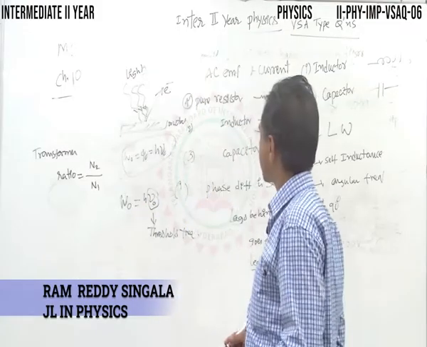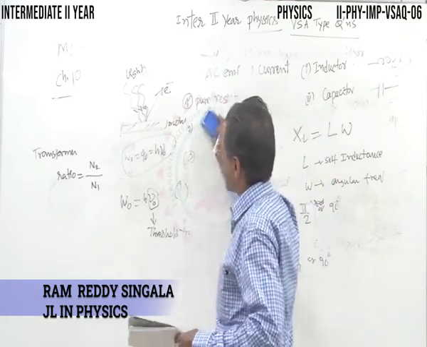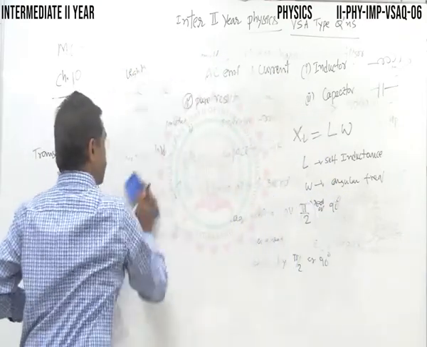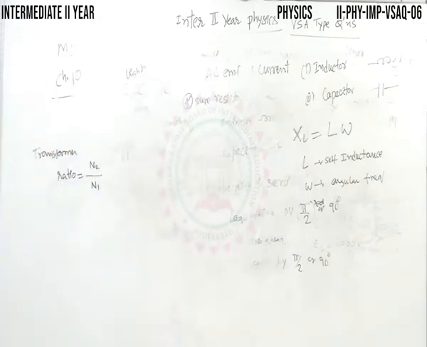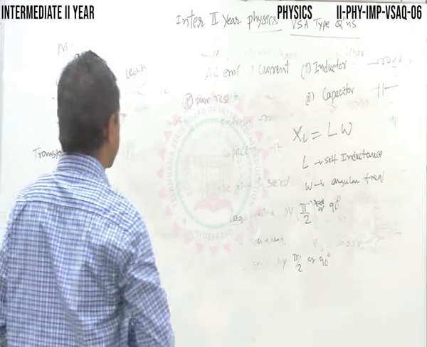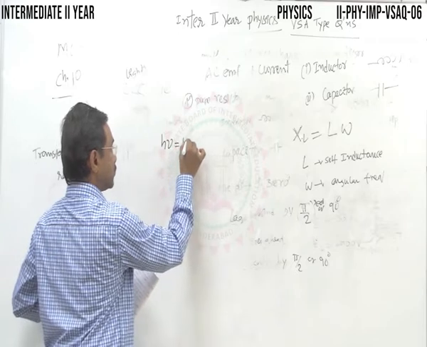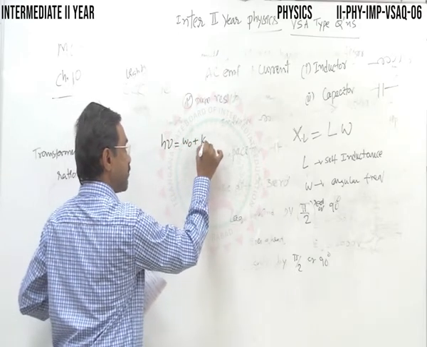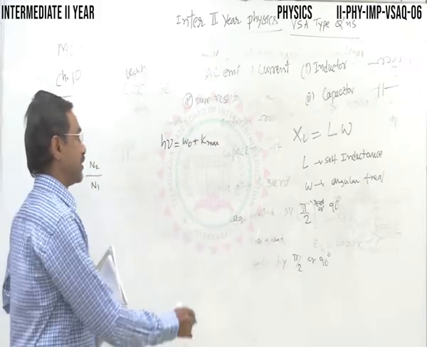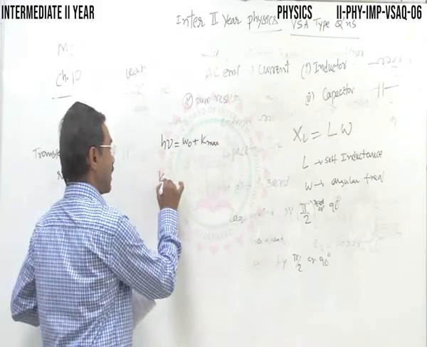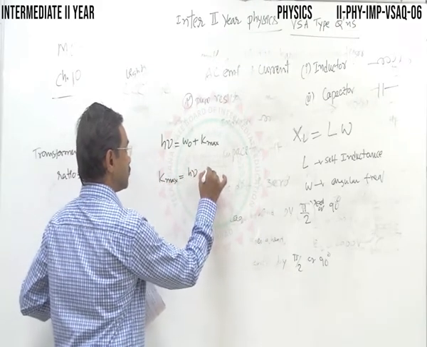So what is Einstein's photoelectric equation? This is one of the important equations. The energy supplied in the form of photon is utilized: a part of the energy is used to remove an electron, in the form of work function, say W0. Then the rest of the energy is K maximum, the maximum kinetic energy of the photoelectron, the emitted electron. K maximum is given by h nu minus work function.